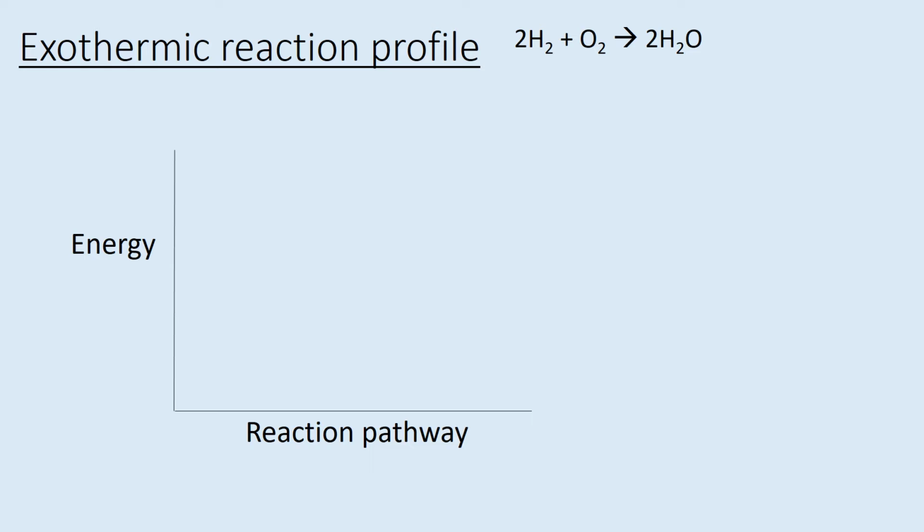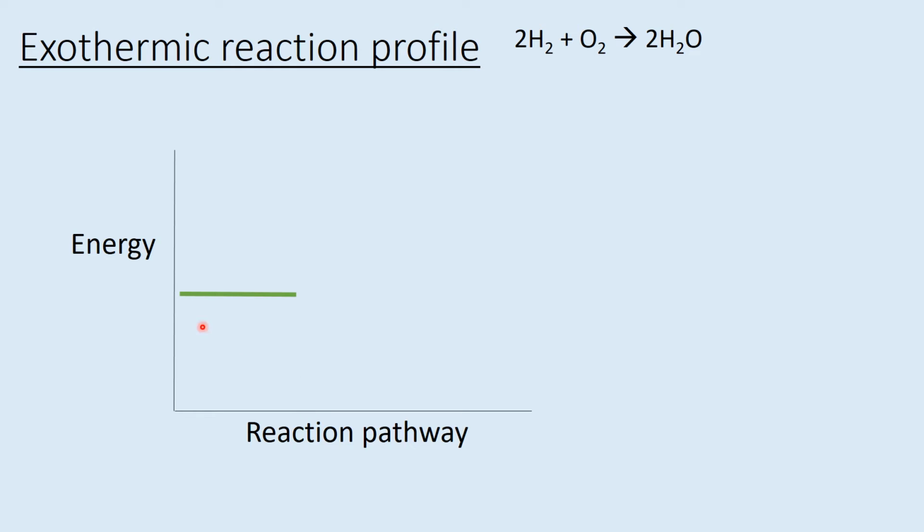Okay, so this thing called a reaction profile, sometimes also called a reaction pathway diagram, basically just shows how the energy varies as the reaction takes place. You can kind of think about this as being a bit like time. So it's the beginning of the reaction at this end and the end of the reaction at this end.